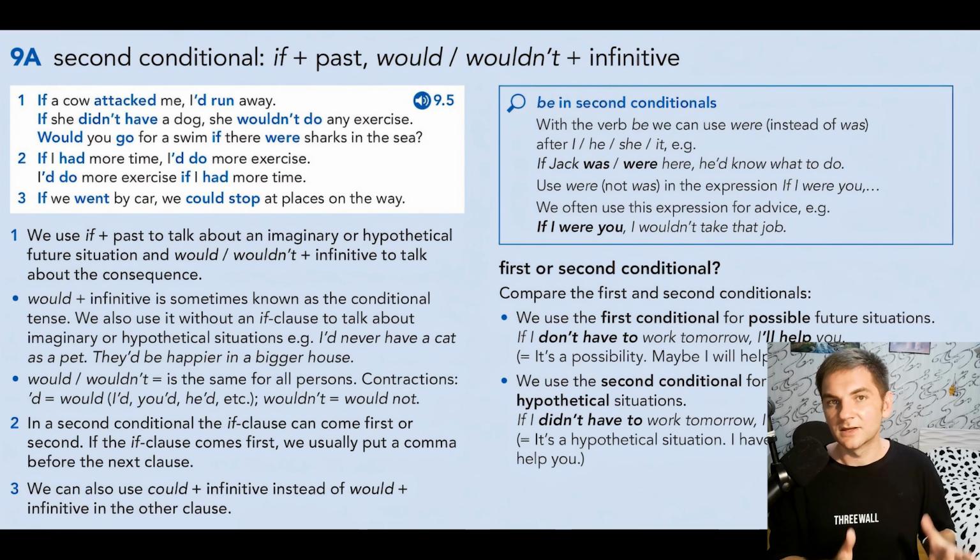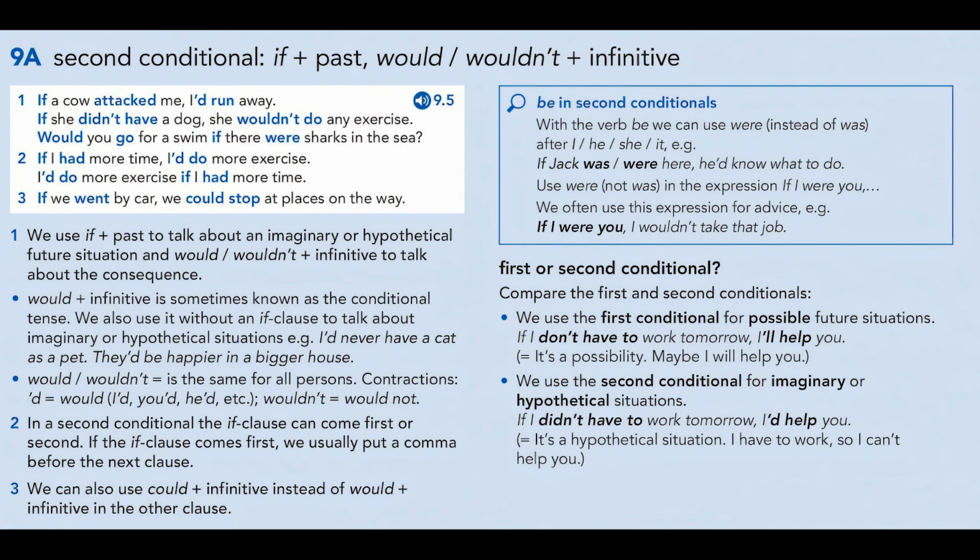Let's move on. Now listen to more examples given here. 1, If a cow attacked me, I'd run away. If she didn't have a dog, she wouldn't do any exercise. Would you go for a swim if there were sharks in the sea? 2, If I had more time, I'd do more exercise. I'd do more exercise if I had more time. 3, If we went by car, we could stop at places on the way.